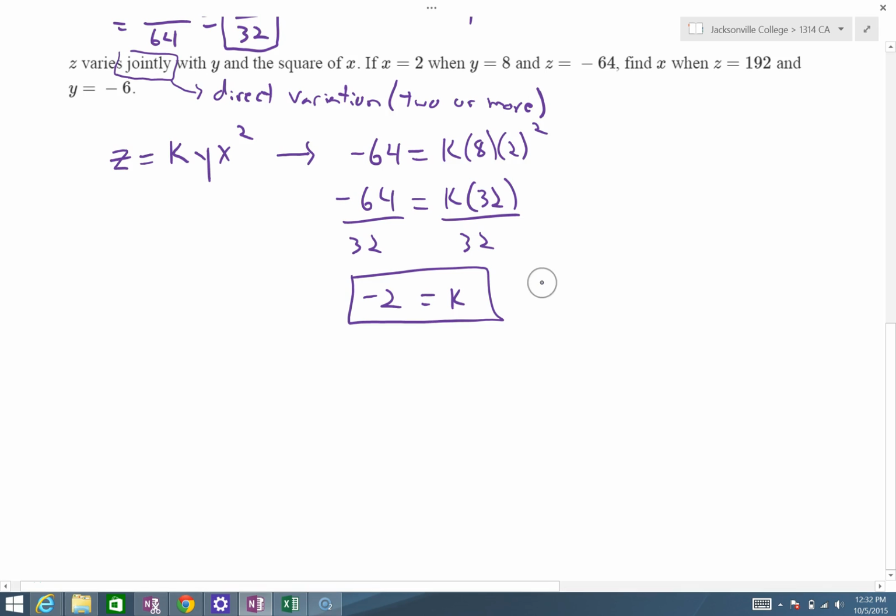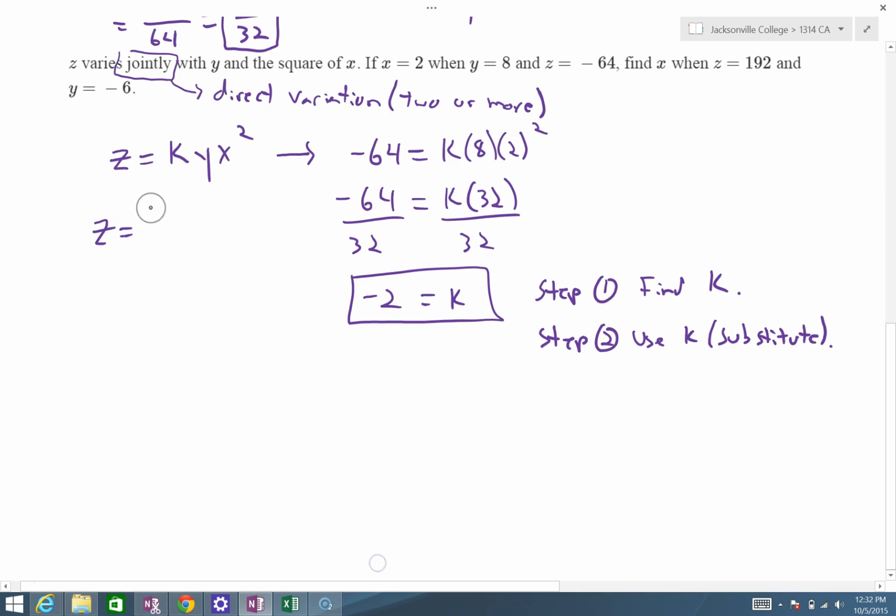Now, that was our step 1. Step 1, find k. Step 2, use k. We're talking about substitute into that original. Alright, so our function was z equals k times y times x squared. So z equals, our k is -2. -2 goes in there. I'm going to rearrange this as x squared y just because that's typically how we see it in alphabetical order. Alright, I knew they were multiplied together because it said jointly, and jointly is a direct variation.